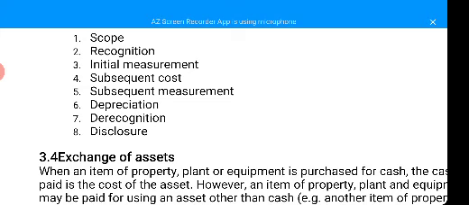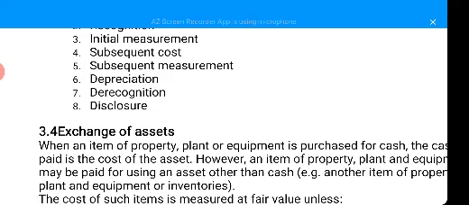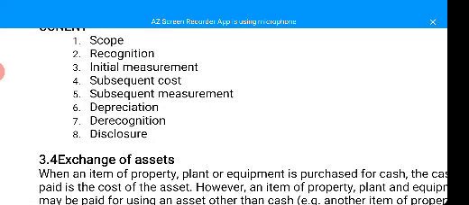Now, initial measurement. Initial measurement is talking about how you measure an asset for the first time, that is, the initial cost of an asset. The cost of an asset does not only consist of the purchase price. You also include other directly attributable costs. For example, any non-refundable taxes you paid to purchase the asset are a part of the cost of that asset.